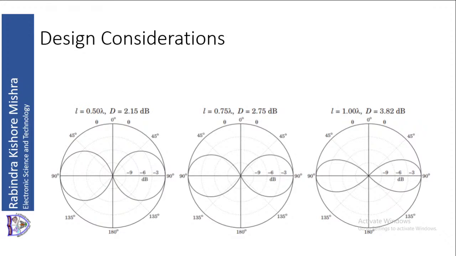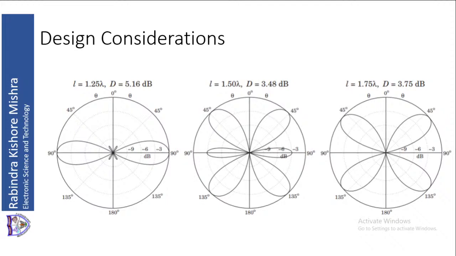Then if we increase the length to 0.75 lambda, directivity is increasing, so the figure of 8 becomes narrower. That becomes 2.75 dB. If we increase that to 1 lambda, directivity is further increasing, gradually, as in that curve. So that becomes 3.82 dB.